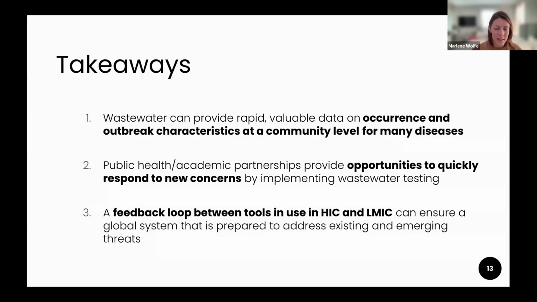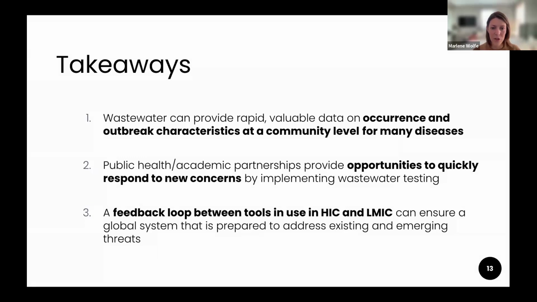So as some quick takeaways, wastewater can provide rapid, valuable data on occurrence and outbreak characteristics at a community level for many diseases. It can be quick because we are looking at that one sample for the whole community. Public health and academic practitioner partnerships provide opportunities to quickly respond to new concerns by implementing wastewater testing. So as an academic, being in conversation and collaboration with practitioners is incredibly important for us to be able to turn this work around and do it quickly.